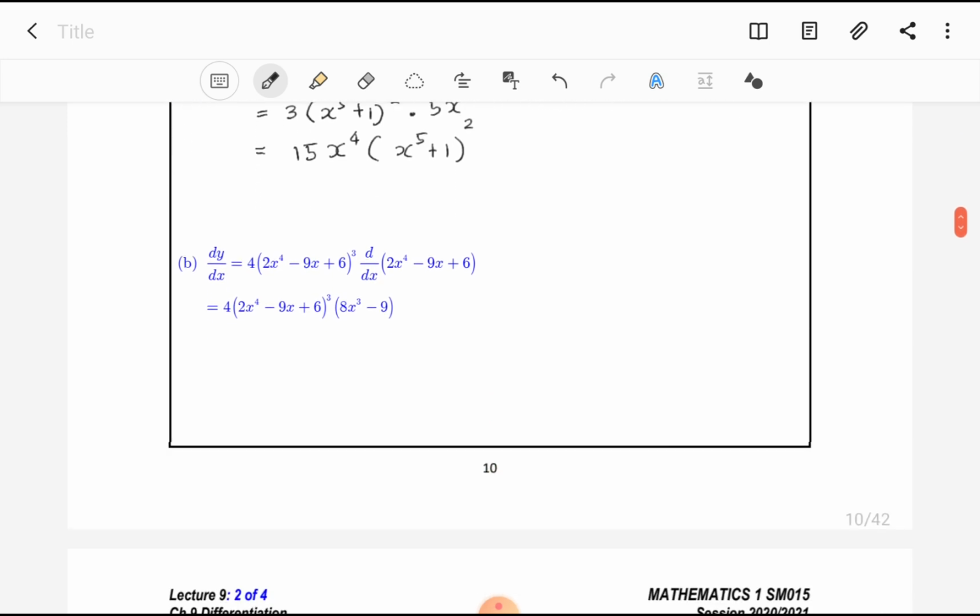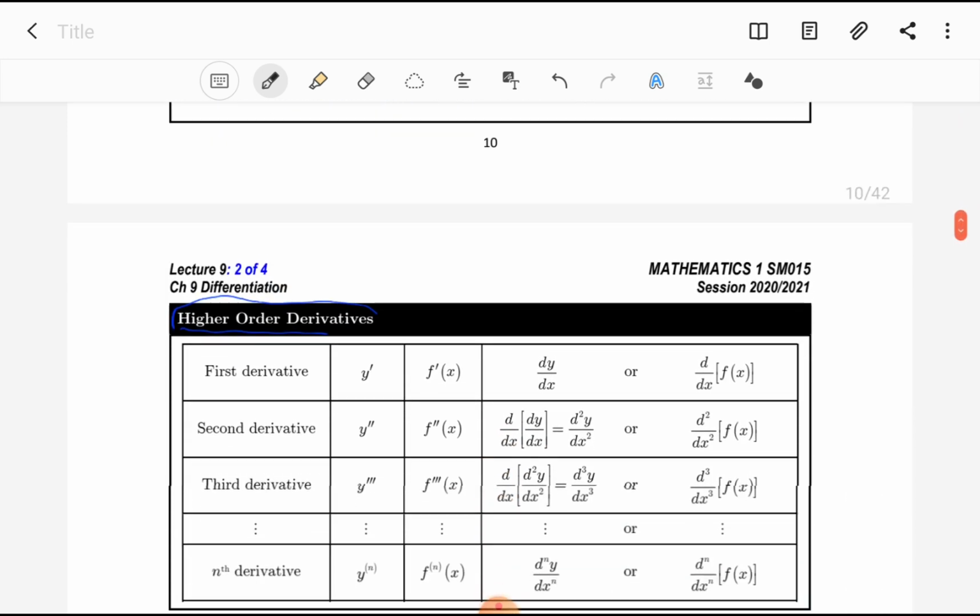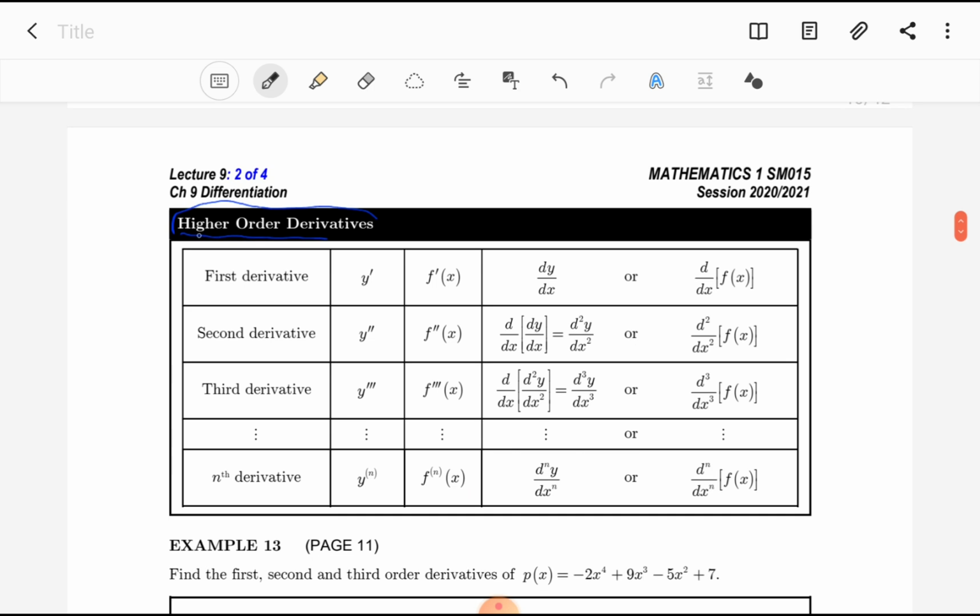Okay, next, we go to higher order derivatives. For the first derivative, we have y prime or f prime or dy/dx. For the second order, we have y double prime or f double prime or d squared y over dx squared. For the third order, we have y triple prime, f triple prime, and so on.